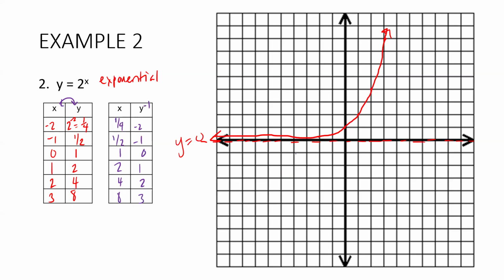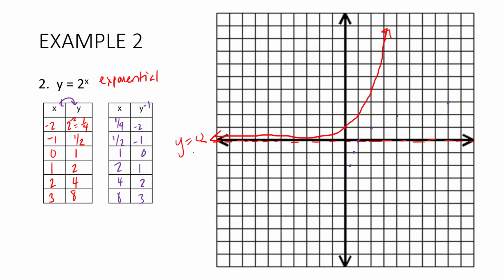Okay, so I'm going to go to 1/4, and at 1/4, I go down to -2. I'm going to go to 1/2, and be at -1. I'm going to go to 1, and I'm going to be at 0. I'm going to go to 2, and I'm going to be at 1. I'm going to go to 4, and I'm going to be at 2. I'm going to go over to 8, and I'm going to be at 3.